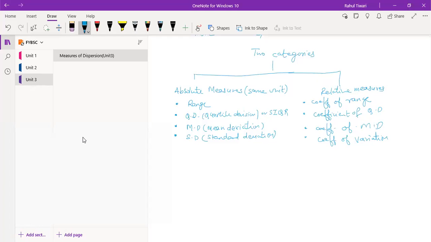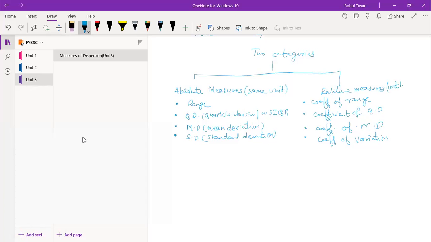And I can put one more thing: relative measures are called coefficients of absolute measures, therefore they are unitless quantities. Whenever you calculate the coefficient of range, we don't have any units here, it is unitless. So this unitless property is important.